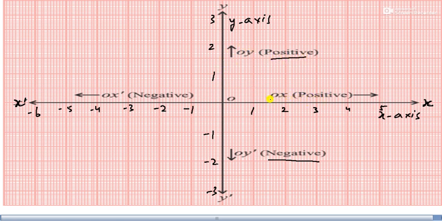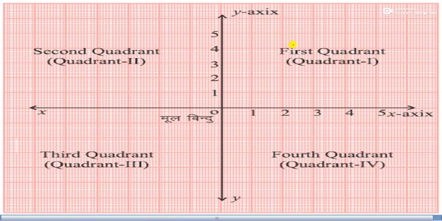So on the x-axis, the right hand side is positive and the left hand side is negative. Always remember. The plane is divided into 4 parts. The first part is called the first quadrant. Always remember, this is your first quadrant.